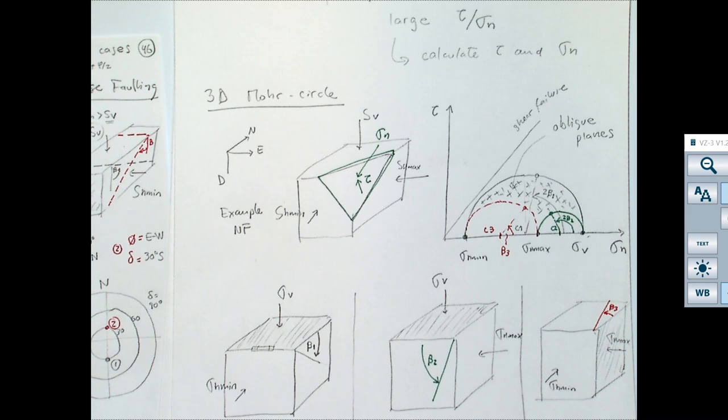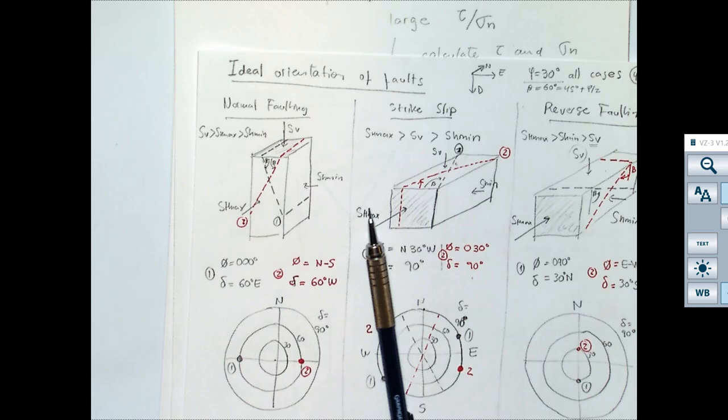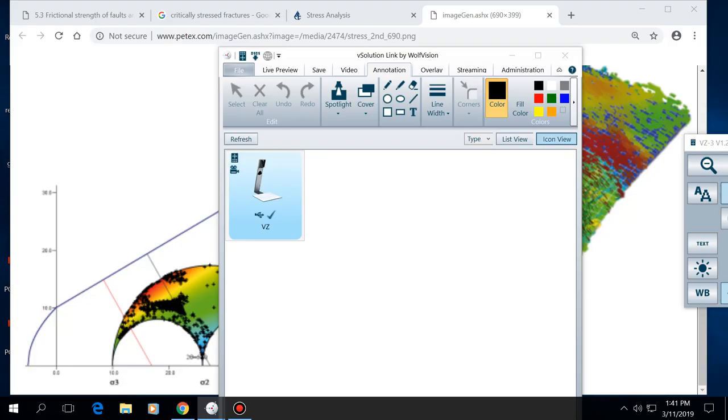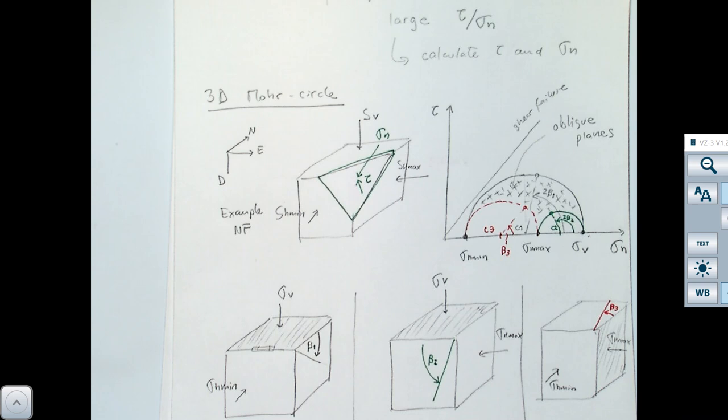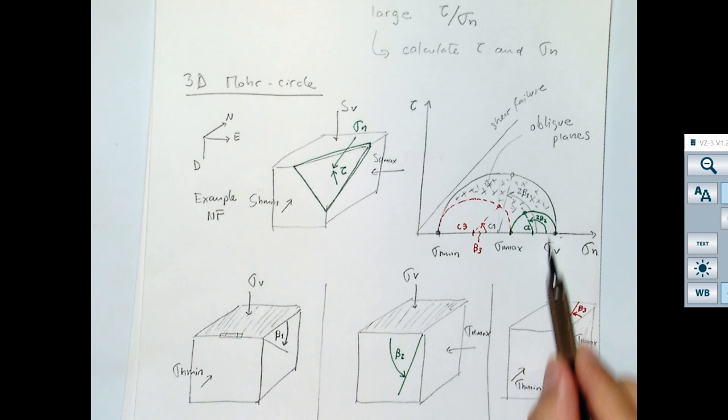This example allows us to see, coming back to this example over here, where that red zone is going to be. But in the field, in reality, you're going to have fractures in all orientations. And for that, we need to understand this general case. So we were able to build this circle and get to know what is the orientation of those planes.